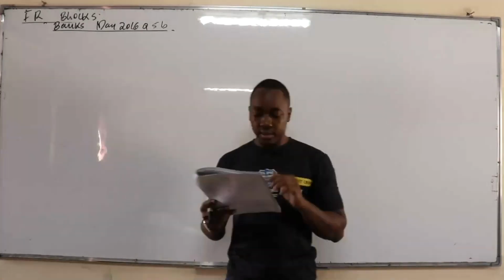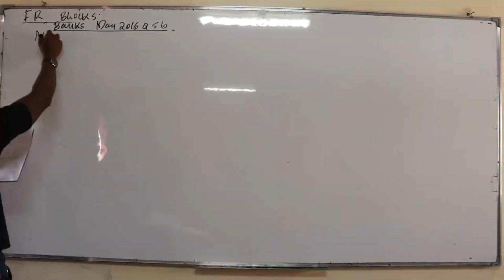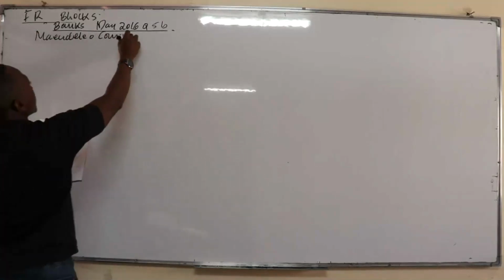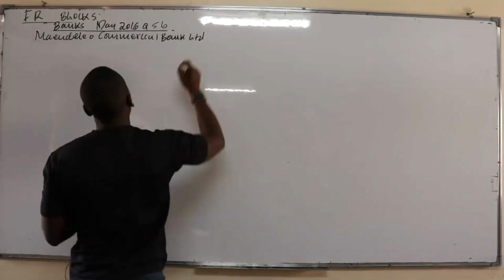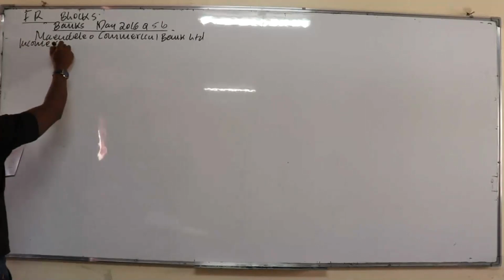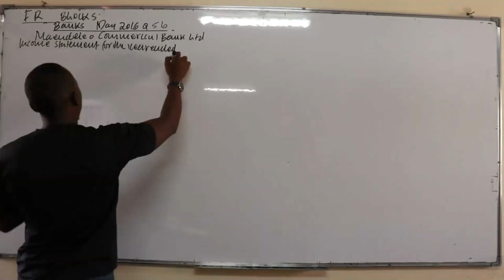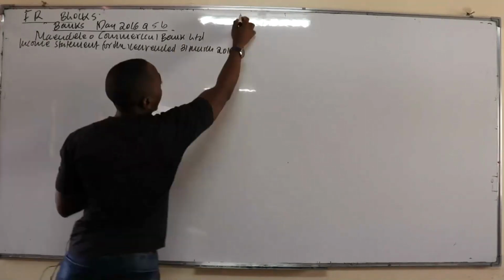Good. So, income statement. Maendeleo Commercial Bank Limited. So then we present the income statement for the year ended 31st March 2016.